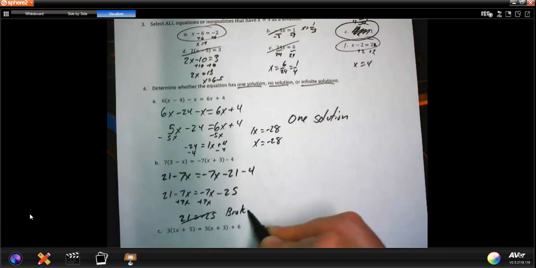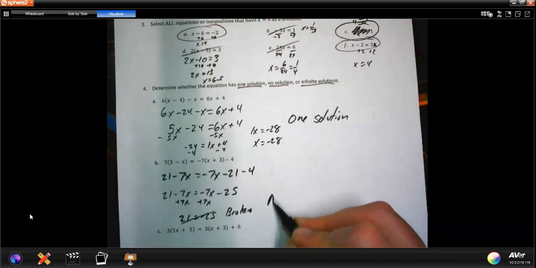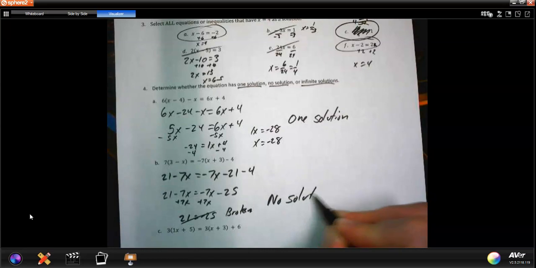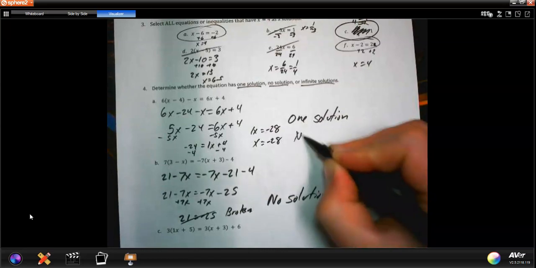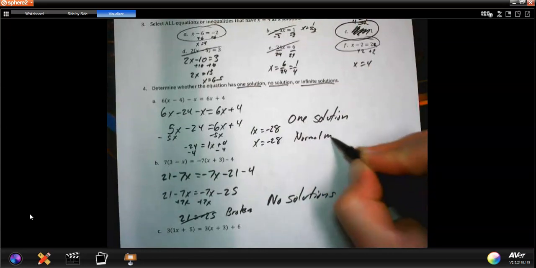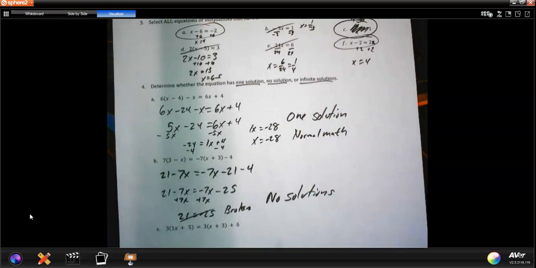That's broken. Right, it's broken, so no solutions there. This was a normal solution, normal math. That was broken math. Let's keep going here.